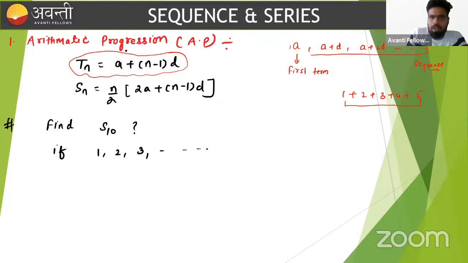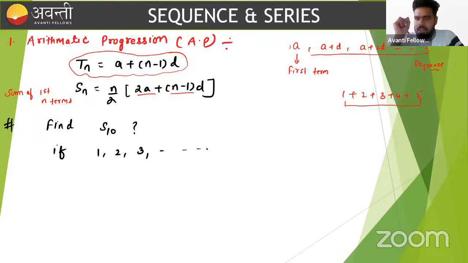This is the formula of the nth term, and this is the formula of the sum of the first n terms. What is the formula? n by 2, 2a plus n minus 1 into d. On the basis of the same concept, here a sequence is given. Listen to my words: I am not saying a series is given, a sequence is given, and we have to find the sum of the first 10 terms. How can we find it?